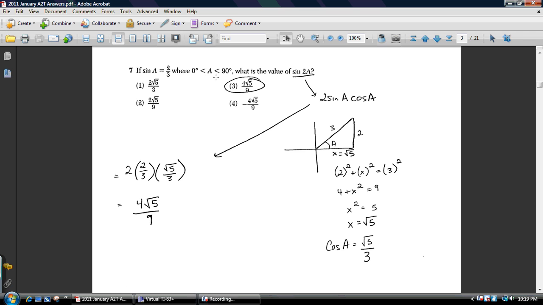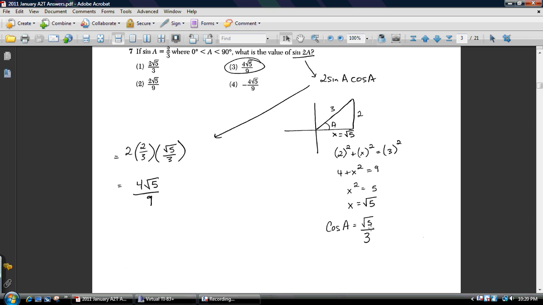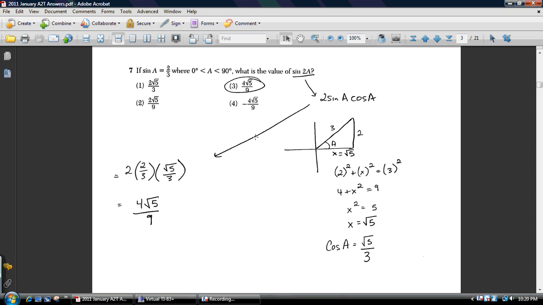That's where this piece of information comes in. Draw the triangle in this quadrant. Everything's positive. Now, use the Pythagorean theorem to find the missing side. Good. Now you know the cos of A. The cos of A is this adjacent side over the hypotenuse. And if you know the cos of A and you know the sine of A, you can plug into this formula and find the answer. Just multiply.